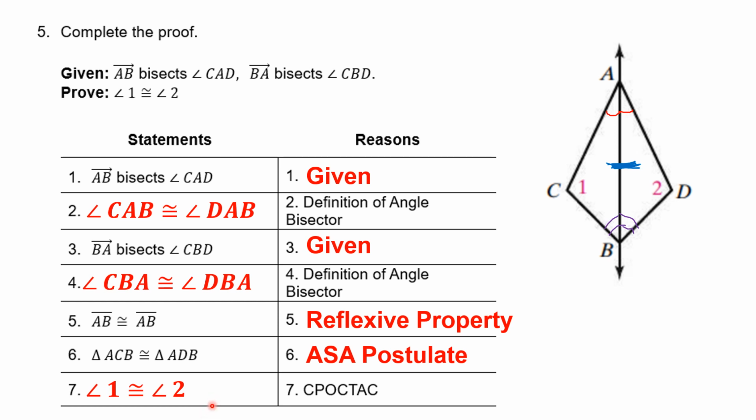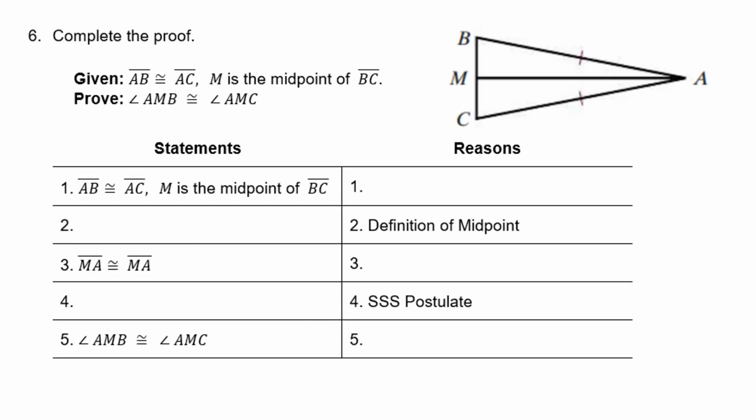Okay. All right, let's look at one more. So here we've got a proof. We've got this little figure over here at the right, kind of looks like a paper airplane. It says we're given that line segment AB is congruent to line segment AC. You can see that they've already marked that for us, with those little tick marks to show that those are congruent. And then it's also given us that M is the midpoint of the line segment BC.